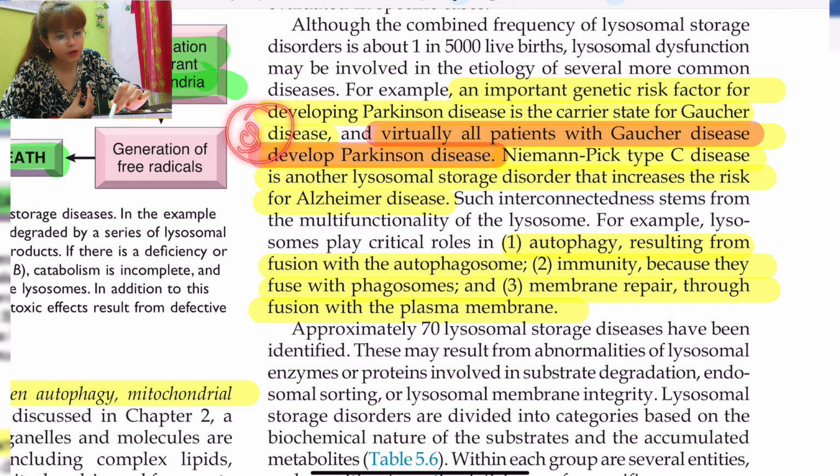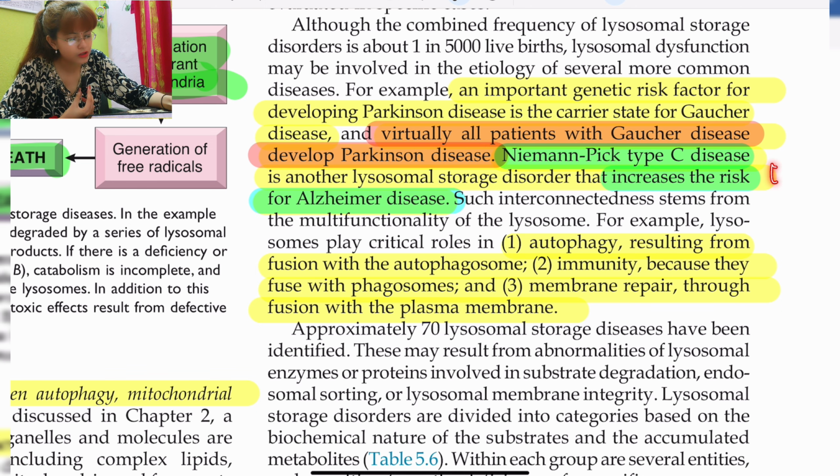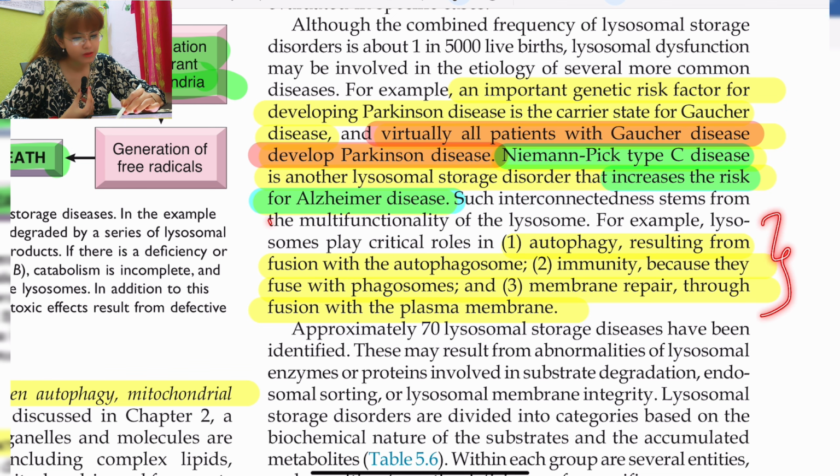And another important point is that Niemann-Pick disease type C increases the risk for Alzheimer's disease. Again, a very important point. So these two are interrelated: Gaucher's disease is interrelated with Parkinson's disease, and Niemann-Pick type C is interconnected with Alzheimer's disease. So these are interrelated diseases, and you know the basis also now, right? So these are the functions of lysosomes, but now they're not able to function properly.